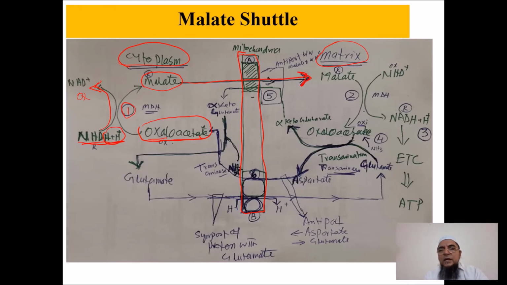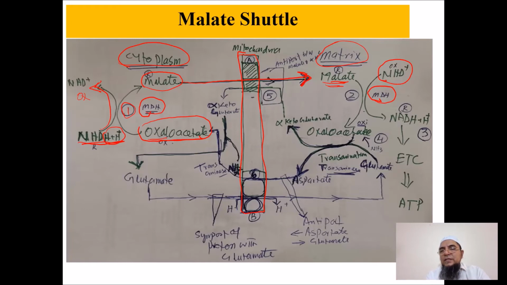Once it enters into the mitochondria, the same enzyme which was catalyzing this reaction in the cytoplasm, malate dehydrogenase, is present in the mitochondria as well. Because it is a reversible reaction, the mitochondrial malate dehydrogenase will welcome this malate, and as soon as it attaches, it will bring NAD from inside the mitochondria and take those hydrogen that had been given to this malate by the NADH.